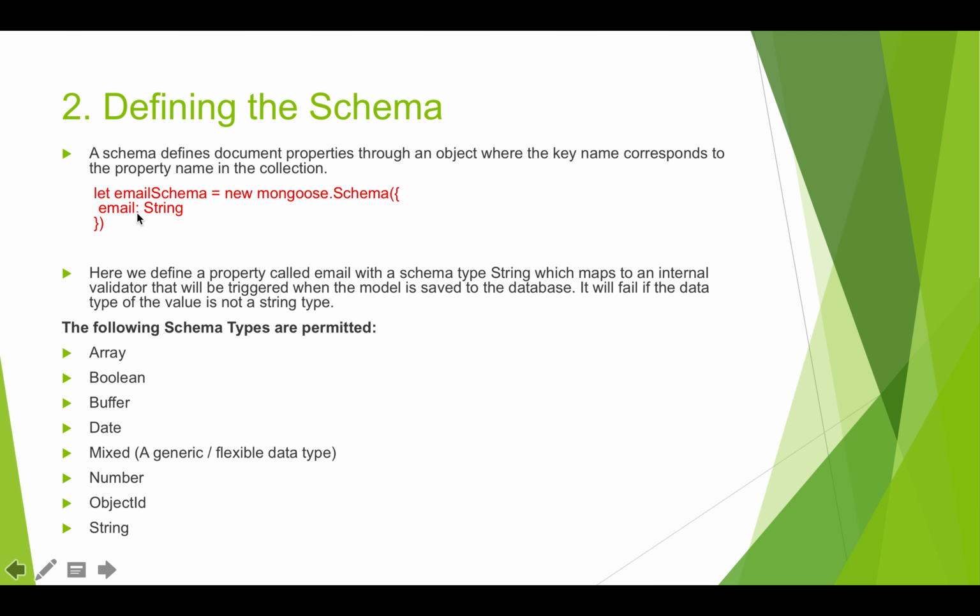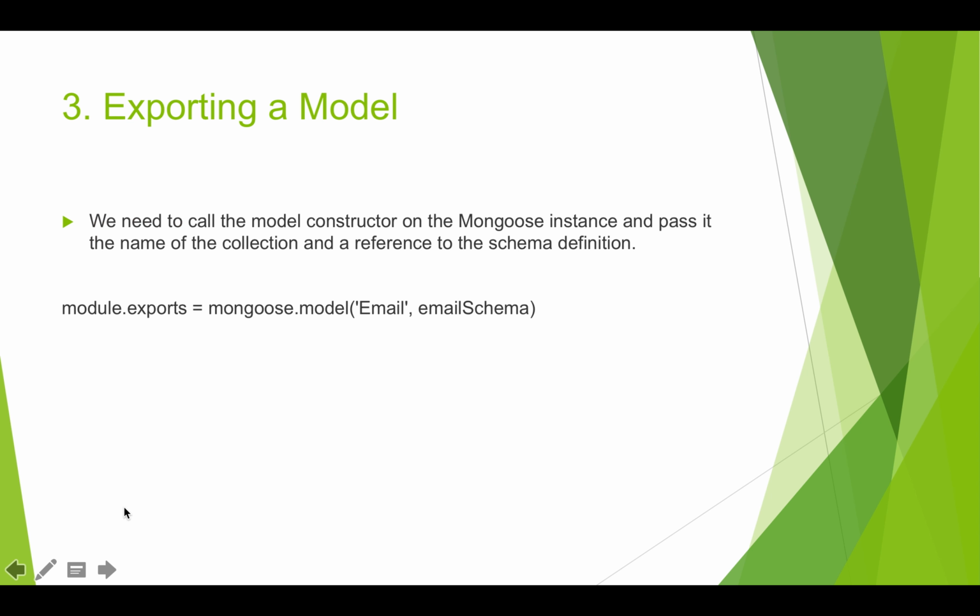Defining the schema. A schema defines document properties through an object where the key name corresponds to the property name of the collection. Suppose an email schema, new mongoose.Schema. Here is the document email. This is the string type. Here we define the property called email. The schema type String is mapped to an internal validator that will trigger when the model is saved to the database. It will fail if the value is not of type string. The following schema types are permitted: Array, Boolean, Buffer, Date, Mixed, Number, ObjectId, String.